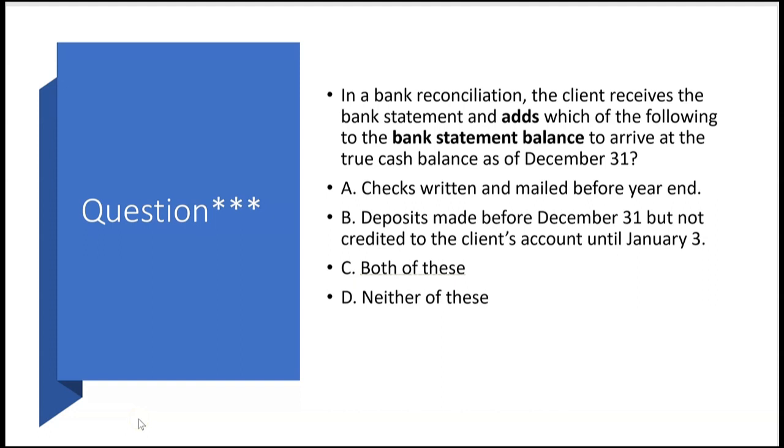What about A? Checks written and mailed before year end. No, that would be subtracted, not added to the bank statement balance. B, deposits made before December 31st but not credited to the client's account until January 3rd. Yes, B is a deposit in transit, and that will be added to the bank statement balance because you know about it. It's just that the bank didn't know about it, and you would add it to the bank statement balance. That's a deposit in transit, so it looks like letter B.